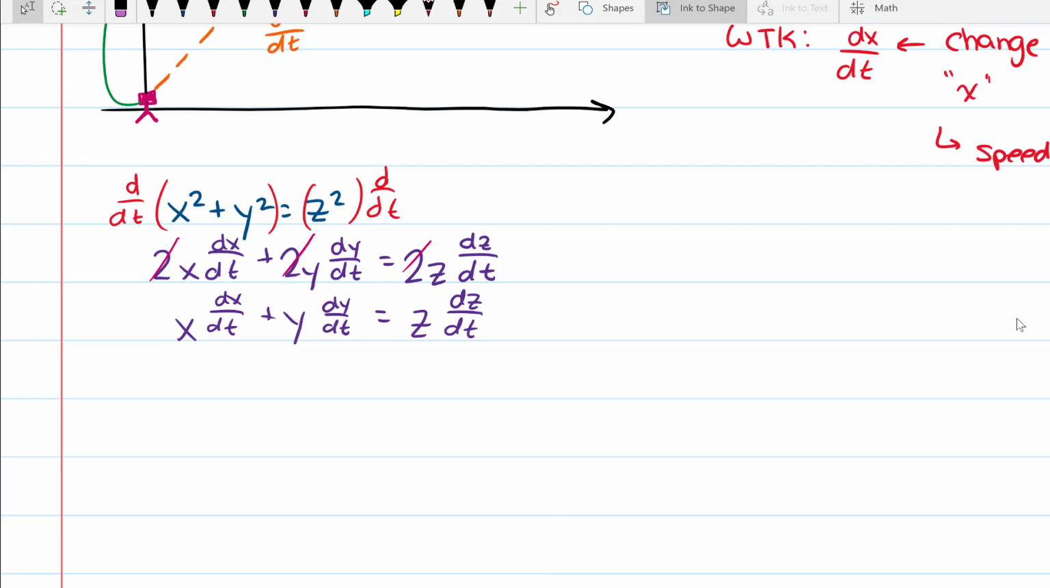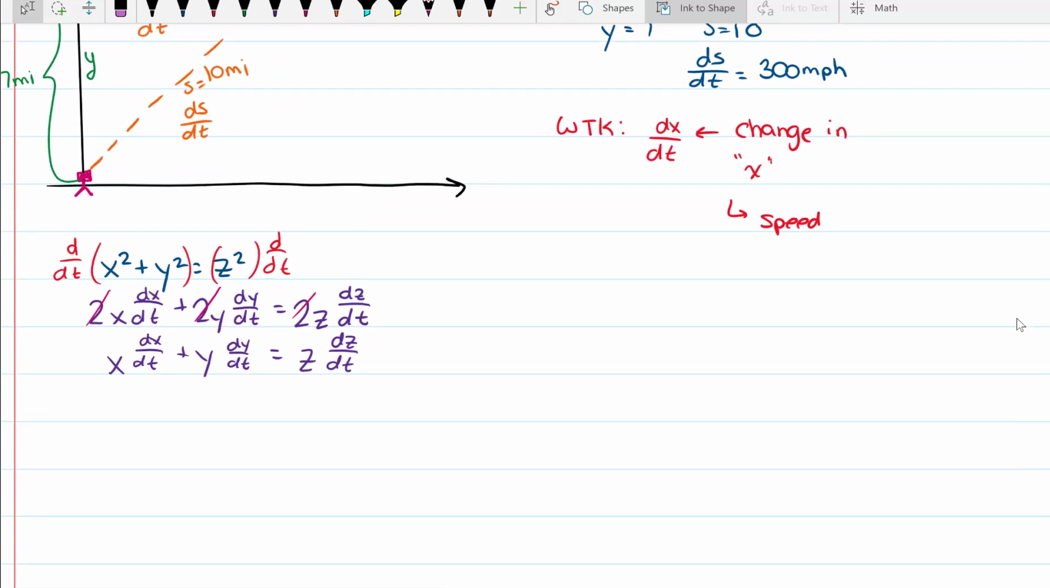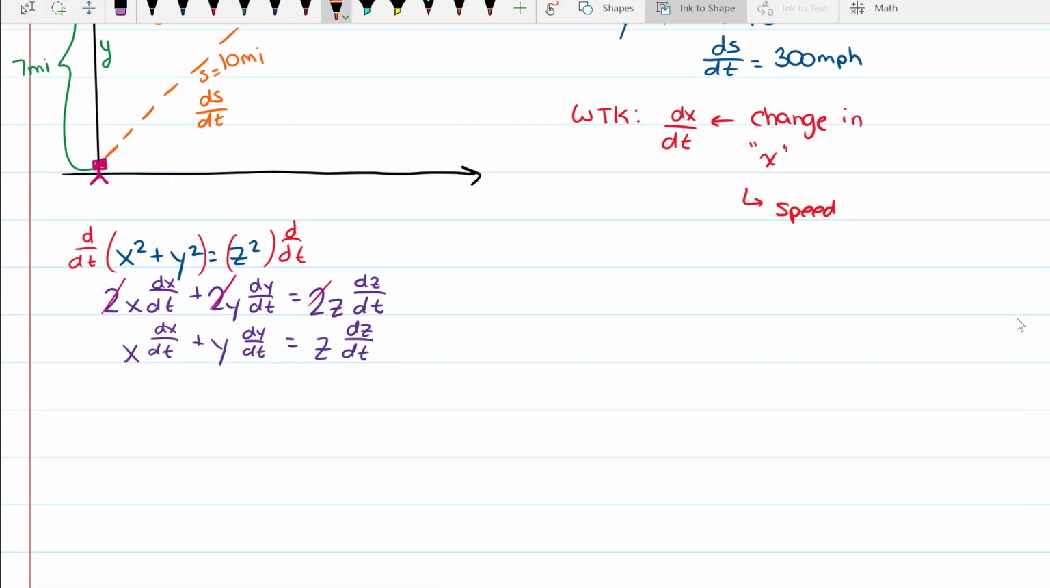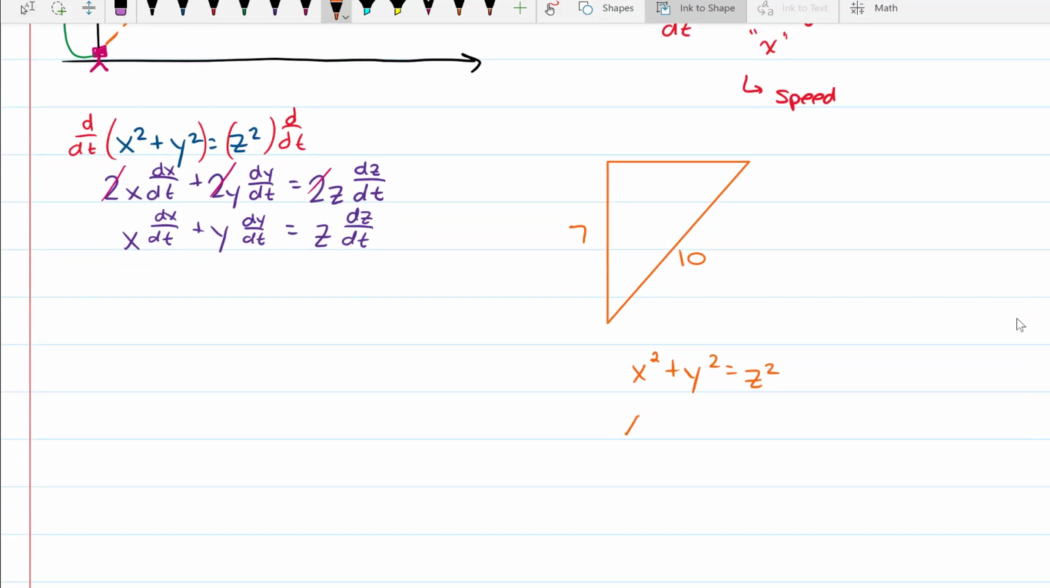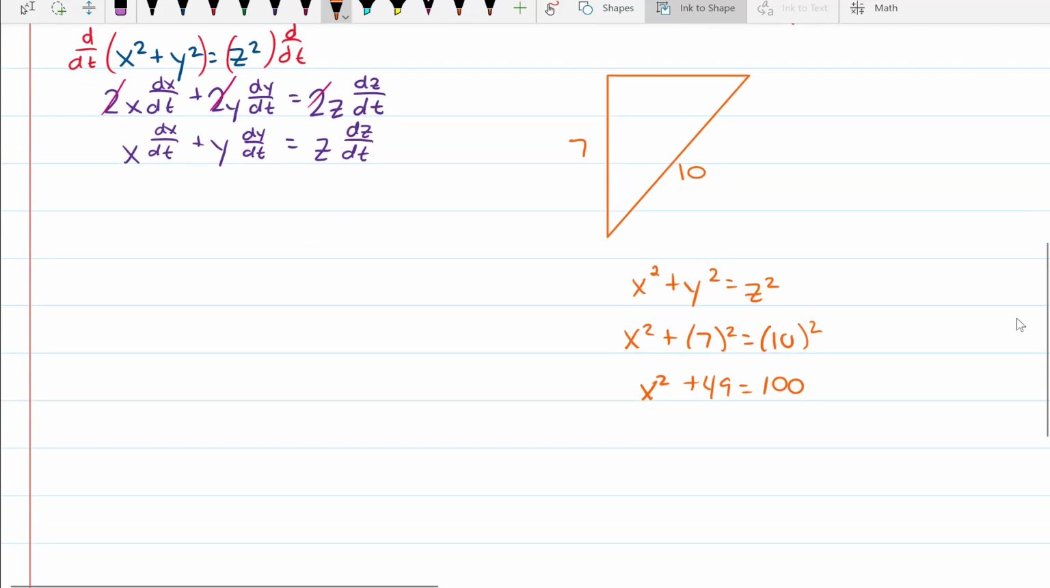Well, do we know x? No, we don't. But we can find out how far it is. So we're going to use our triangle. We know this is 7, and we know this is 10. So we get x squared plus y squared equals z squared. So x squared plus 7 squared equals 10 squared. X squared equals 51, and x is the square root of 51.